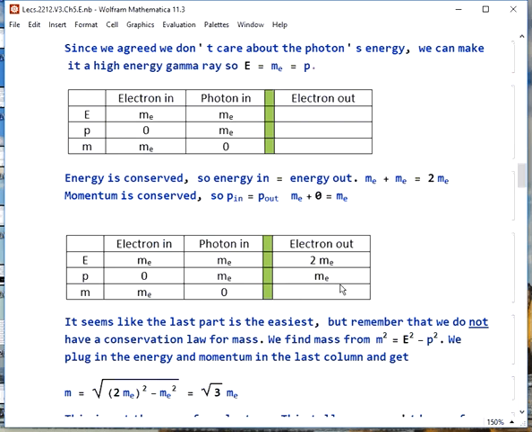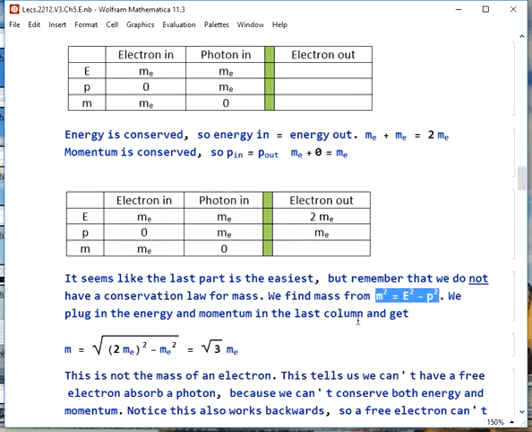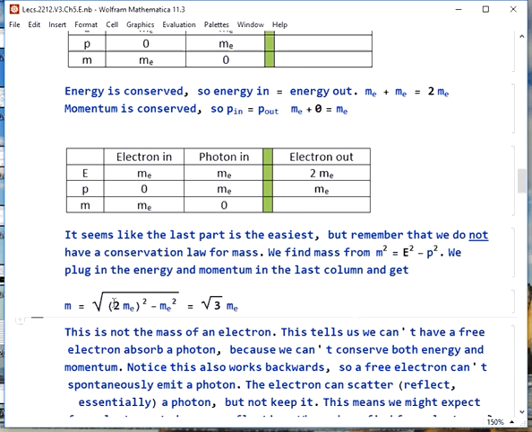You might think the last part is the easiest. We just plug in me, but we don't have a conservation law for mass. The way we find mass is solving this interval equation. So m is the square root of E squared minus P squared.